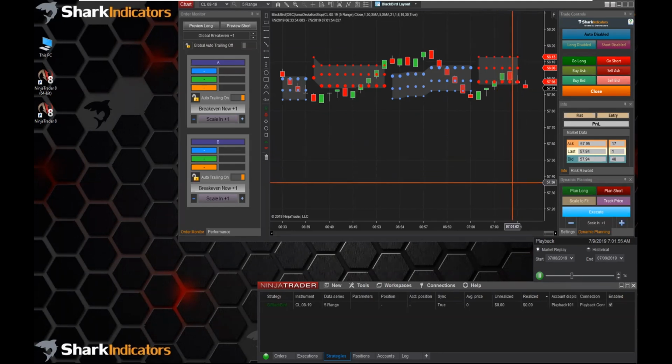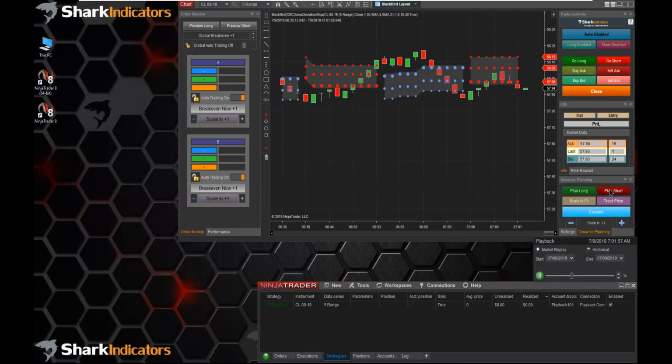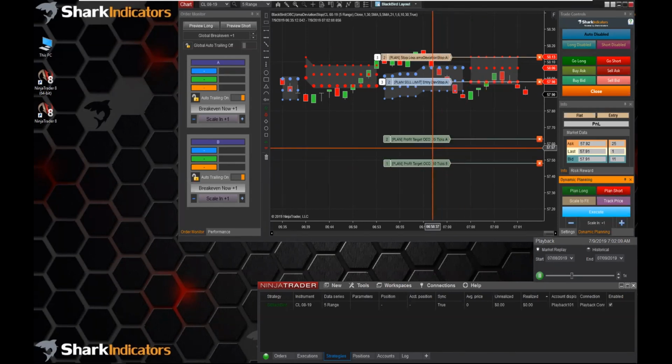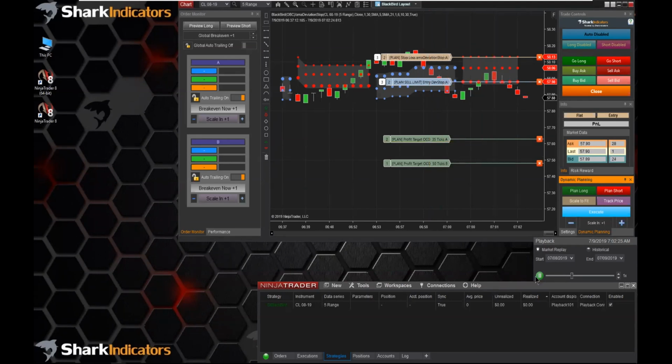So let me take a moment to show you one of the cool things that we have not seen anywhere else in the industry, which is called the Dynamic Planner. What this does is give you a preview state of where your orders are going to be placed when the trade is first opened. And again, this is just a preview state. These are not live orders, right? And I'm going to pause the playback here for a moment.